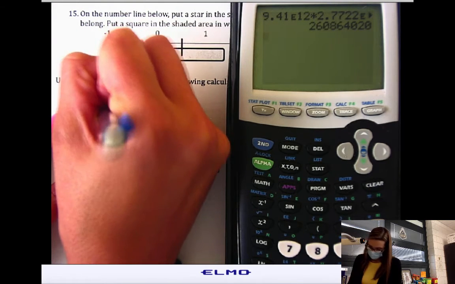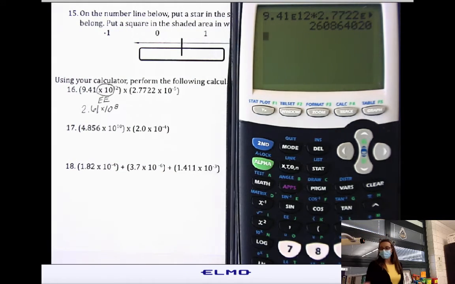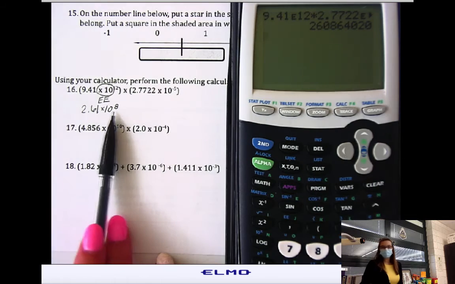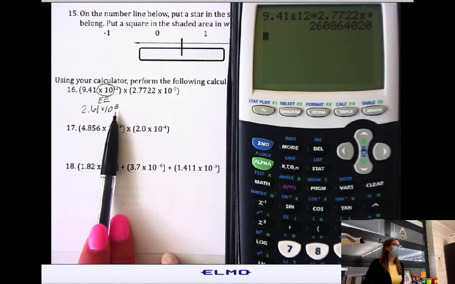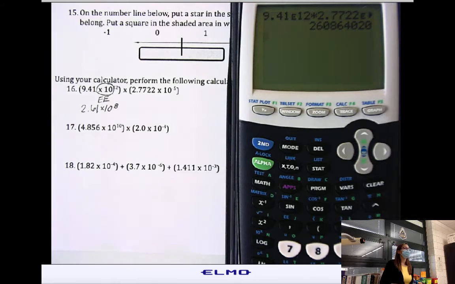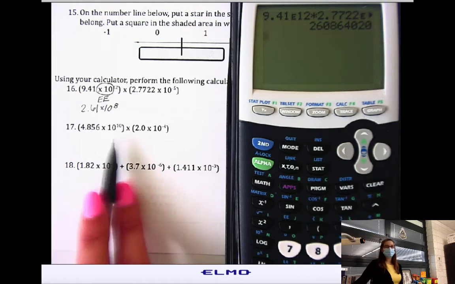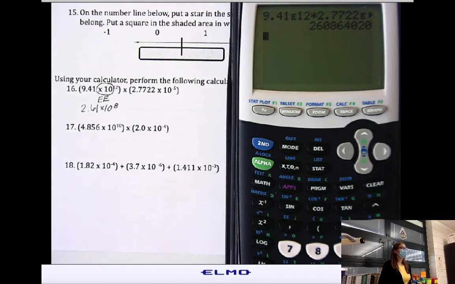2.61 times 10 to the 8. Based on this big number, should this exponent be positive or negative? If it's a big number, positive. Right? Big numbers have positive exponents. So this is just practicing putting it in your calculator. For the second one, you're multiplying again. So see if you can put 17 in your calculator. Just use that EE button to put it in your calculator and see what you get.